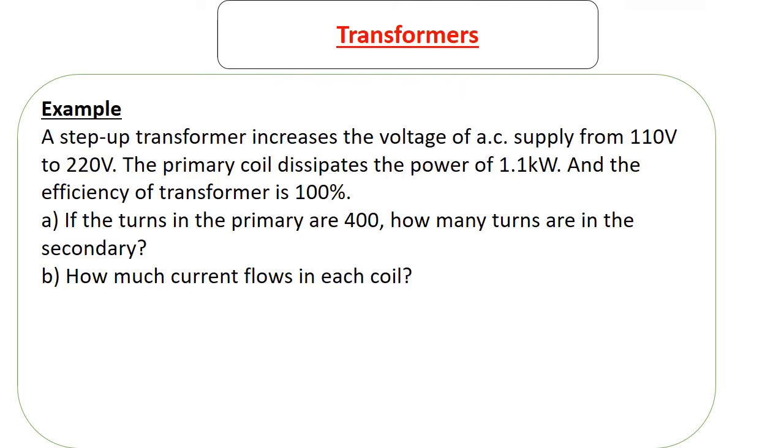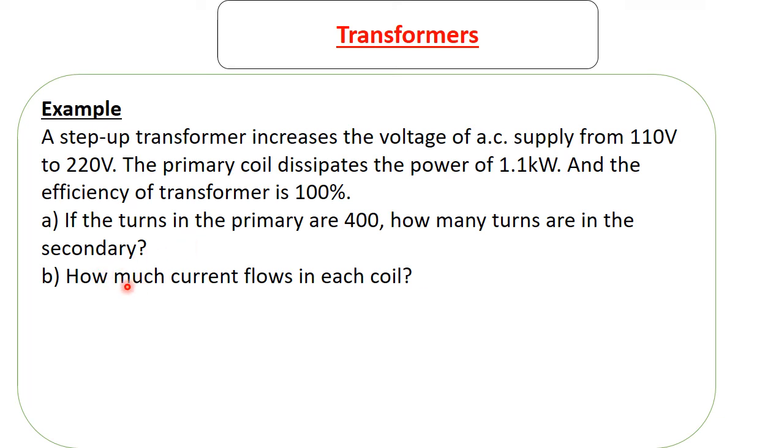Let's take a look at an example. A step-up transformer increases the voltage of AC supply from 110 volts to 220 volts. The primary coil dissipates the power of 1.1 kilowatt, and the efficiency of the transformer is 100%. This means that we can use that equation for current and voltage at some point. If the turns in the primary have 400, how many turns are in the secondary? So they have given us the primary voltage, the secondary voltage. They have given us the primary turns, they want the secondary turns. We know the equation to use.